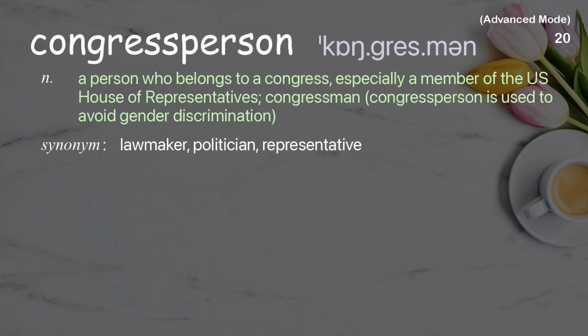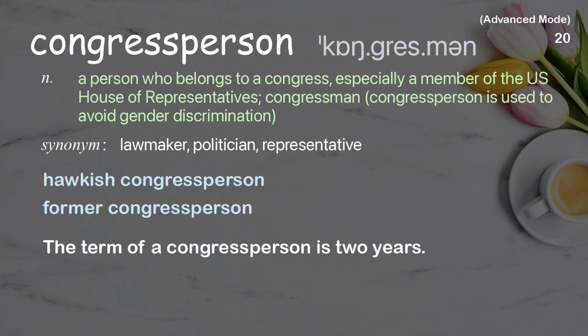Congressperson. A person who belongs to a Congress, especially a member of the U.S. House of Representatives. Congressman, congressperson is used to avoid gender discrimination. Examples: Hawkish congressperson. Former congressperson. The term of a congressperson is 2 years.